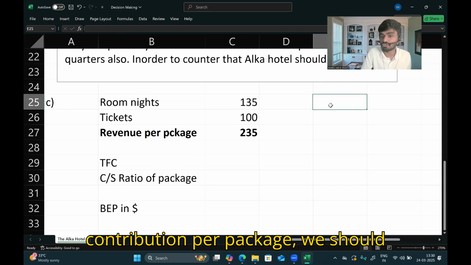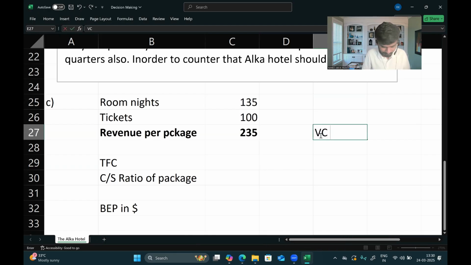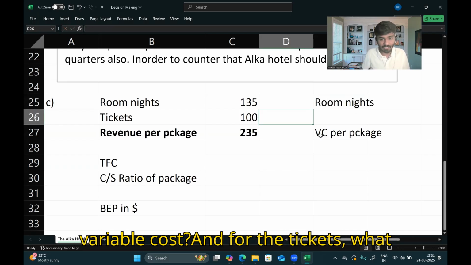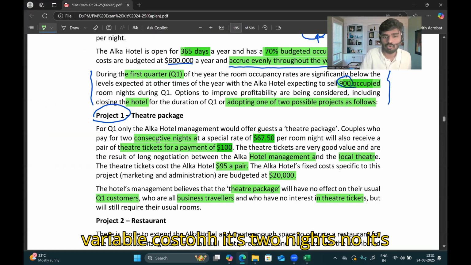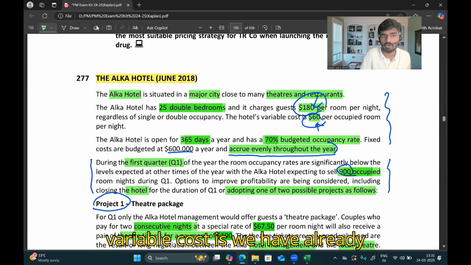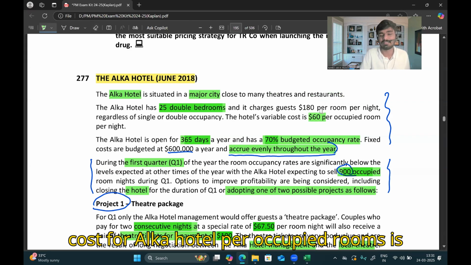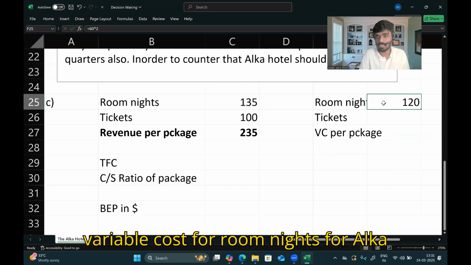In order to get the contribution per package, we should calculate the variable cost per package. For the room nights, what will be the variable cost? And for the tickets, what will be the variable cost? We need to calculate both. For room nights, it's 2 consecutive nights. For one night, the variable cost for Alka Hotel per occupied room is $60. So for 2 nights, it will be 60 into 2, which is $120.